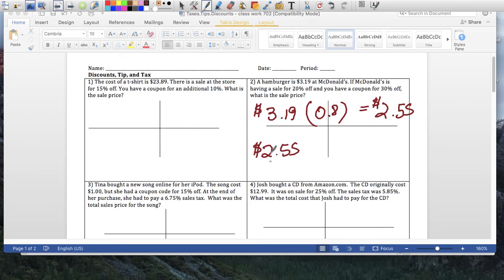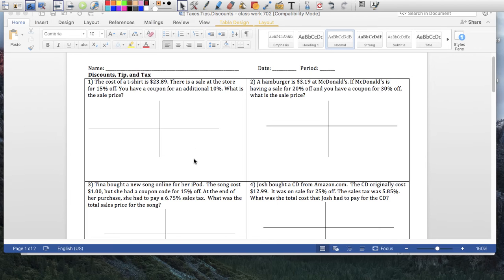So imagine that's your new price, $2.55, and you remember that you have another coupon for 30% off. So paying the full amount would be $2.55, but you're not going to pay the full amount of $2.55. You're going to take 30% off, which means you're responsible for 70%, and 2.55 times 0.7 is going to be $1.70. And so, nice discount here.